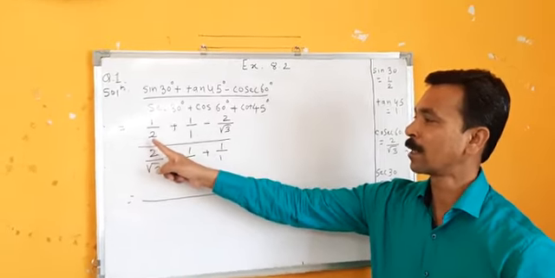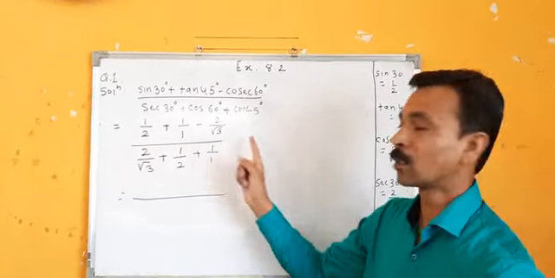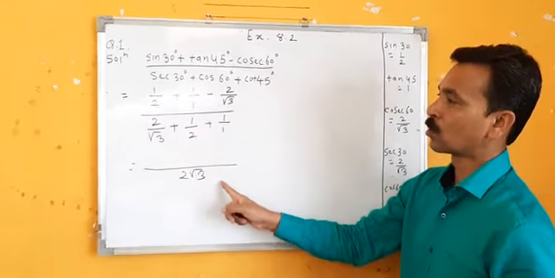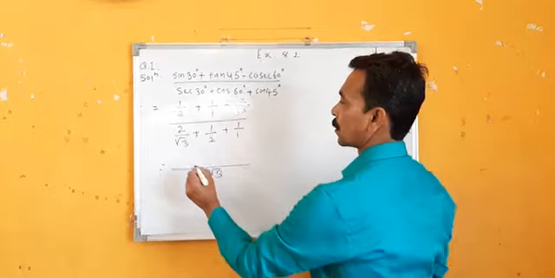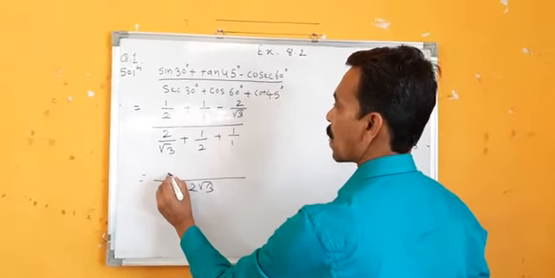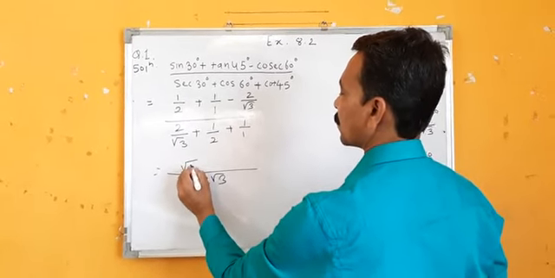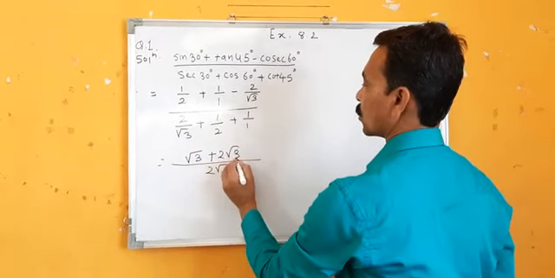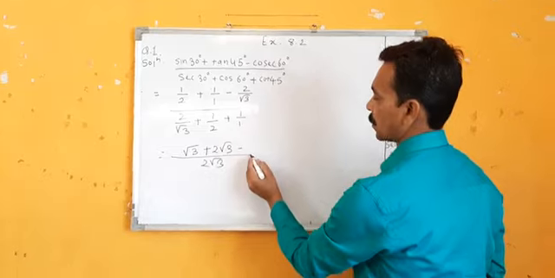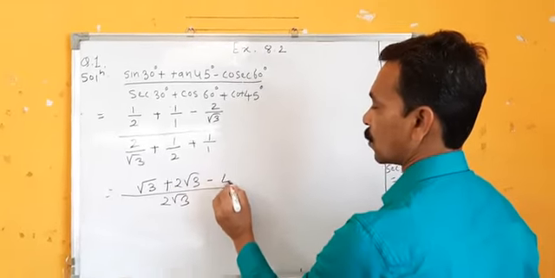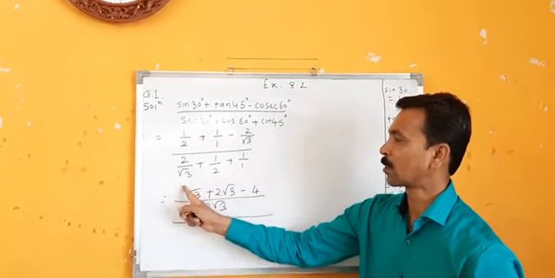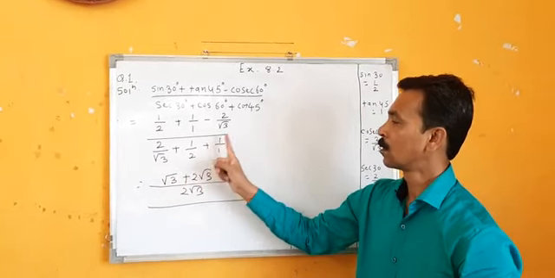What is the LCM of the denominators? 2 into 1 into root 3 is 2 root 3. If this is 2 root 3, what will come here? It will come root 3, plus what will come here? 2 root 3, minus what will come here? 4, upon. Now we'll see the LCM of 2 by root 3 plus 1 by 2 plus 1 by 1.